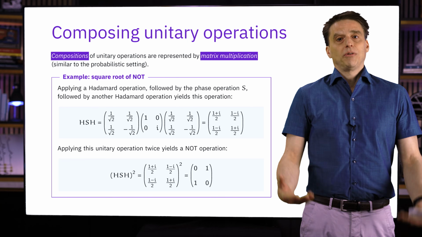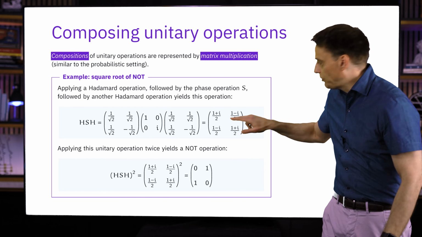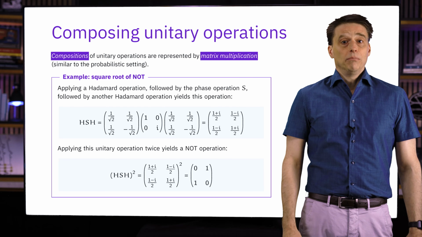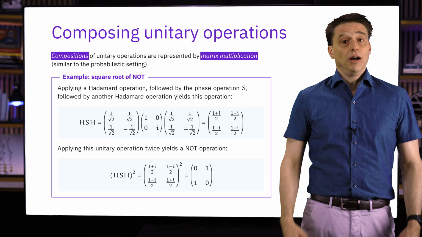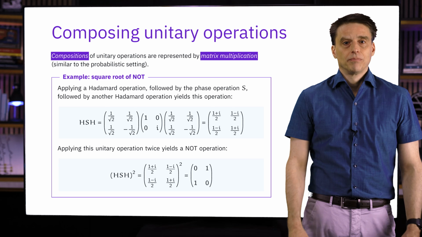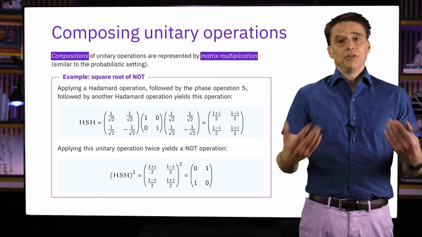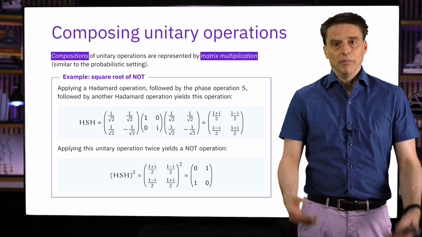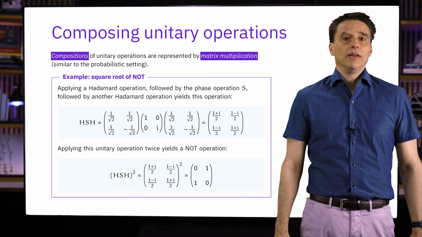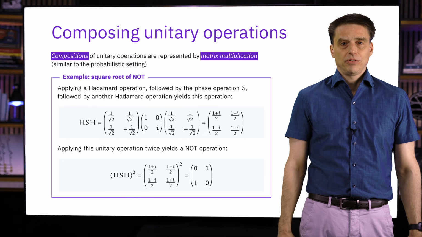The reason why this combined operation, meaning the one described by this matrix right here, is called a square root of NOT operation is that by performing it twice, we get a NOT operation, or in other words, a sigma x or an X operation. Performing the operation twice is represented by squaring the matrix or multiplying it by itself. And if you do this, you'll see that the result is the Pauli X matrix.